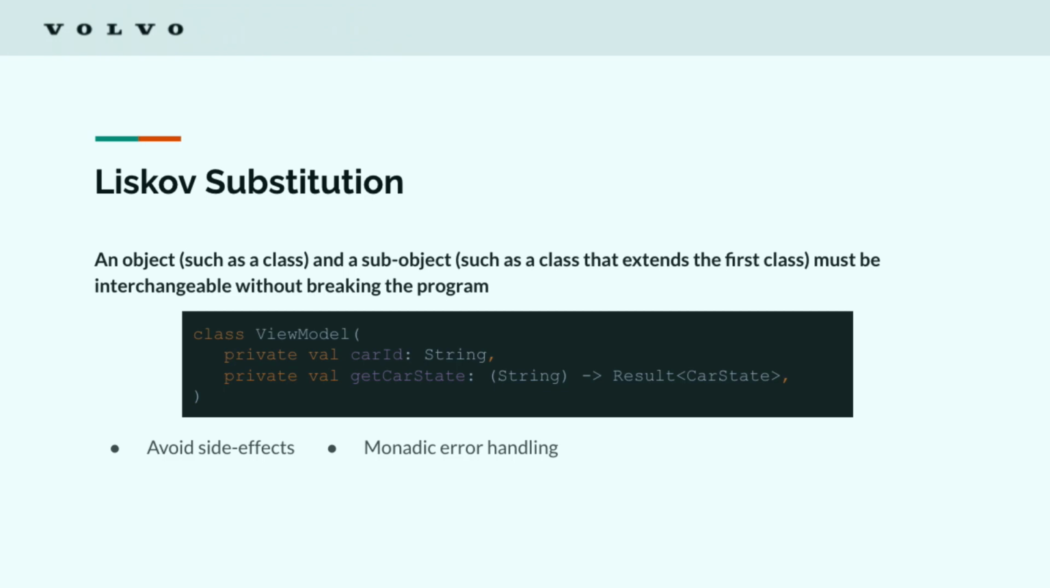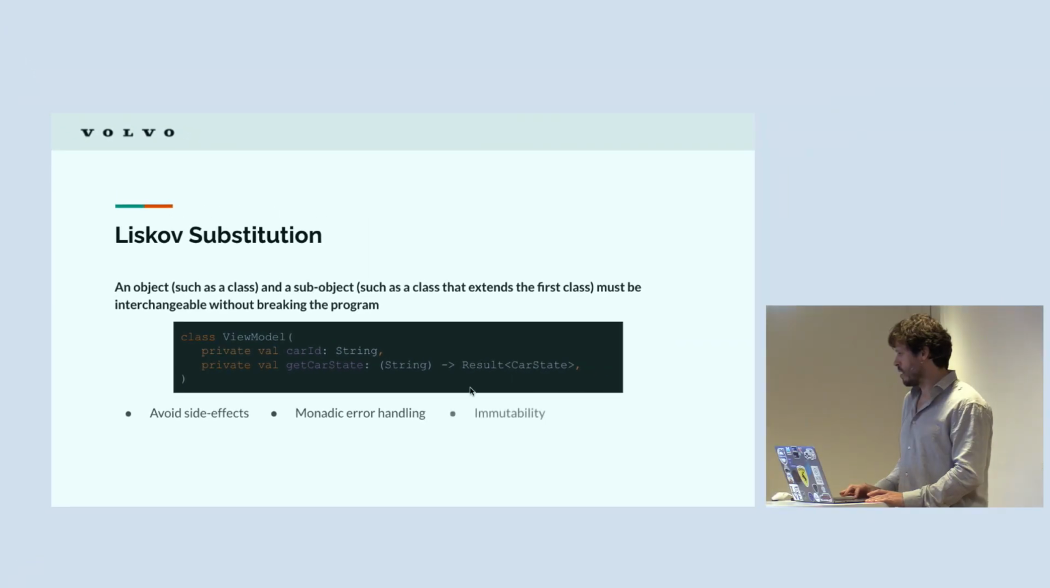We could use the monadic error handling. I don't know if you paid attention here, to encapsulate the exceptional cases. Then the behavior of get car state is always the same, success or failure, but it doesn't crash because of unexpected exception, right? And we need immutability mostly to help with the side effects, and as well if we are using reactive programming.